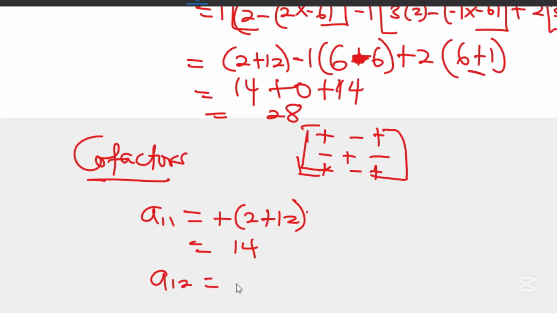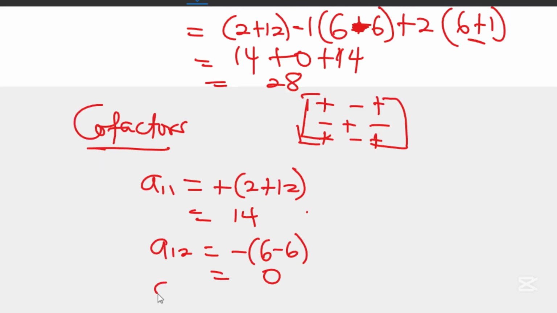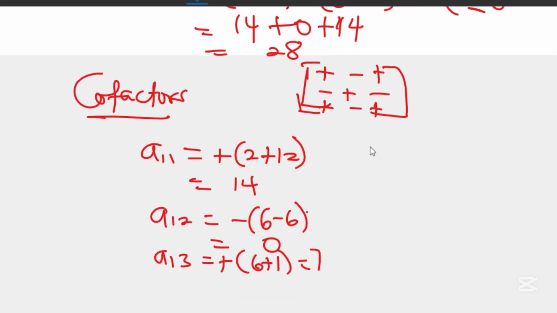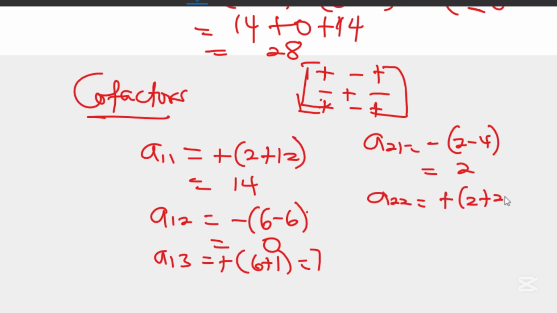So A12, we have negative 6 minus 6, and that one gives us 0. Then we go to A13, which is plus into brackets 6 plus 1, which gives us 7. Now let's go to A21. So negative into bracket 2 minus 4, and that gives us 2. Then the next one is A22, which is plus 2 plus 2, which gives us 4. Then A23 is equal to minus 2 plus 1, which gives us negative 3.